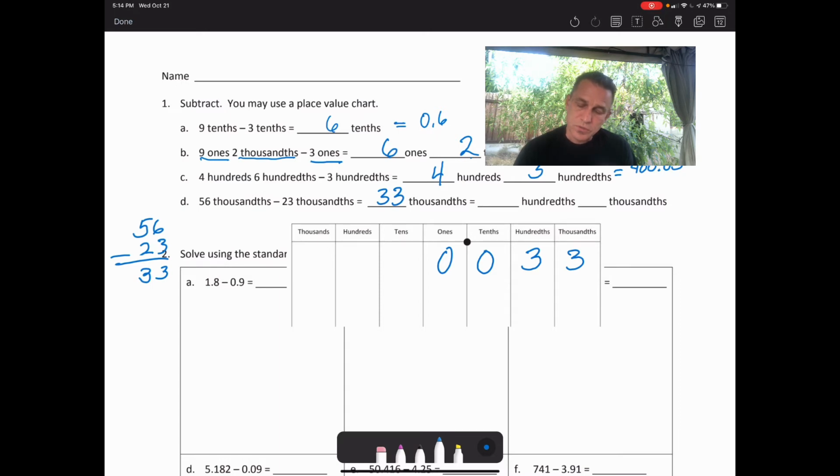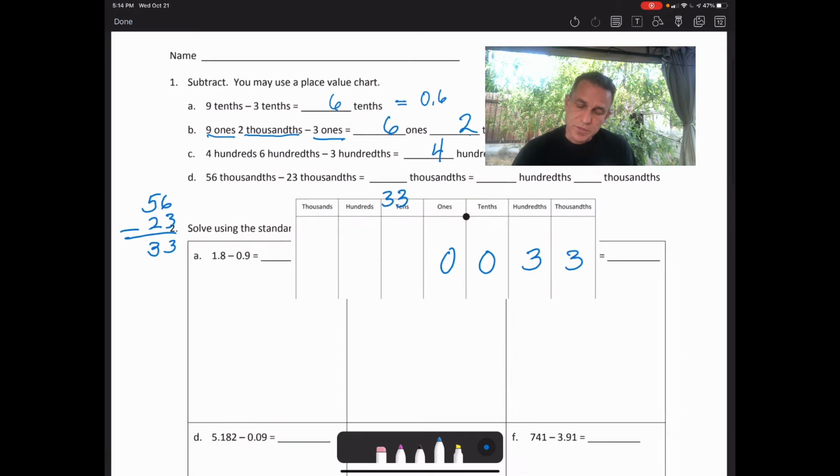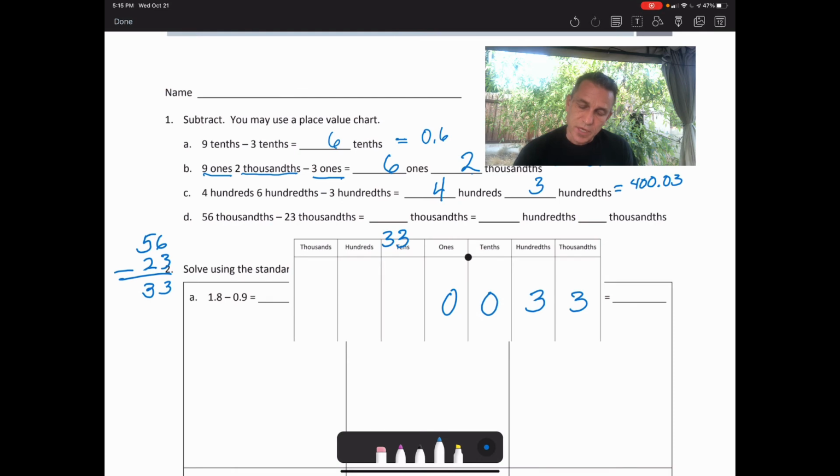which equals, as we can see here, 3 hundredths and also 3 thousandths. And if I wrote that in standard form, that would be 0.033. And that's how you do the first section.